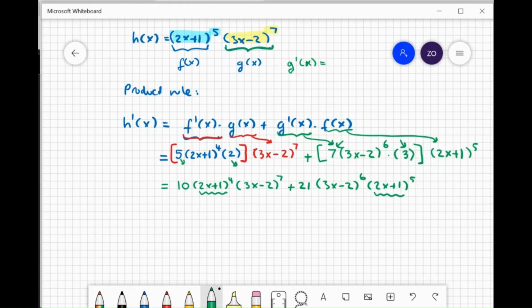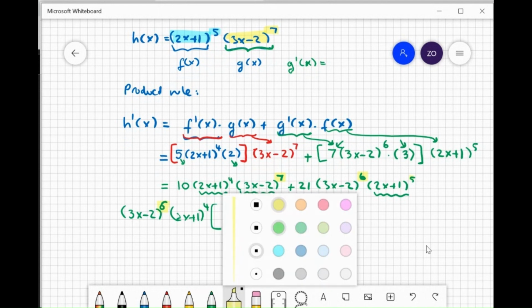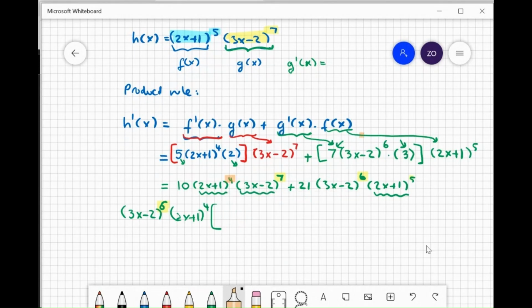Combine 2x plus 1, you can just factor that out. 2x plus 1 is a common factor, so this is to the fourth. And if you combine 3x minus 2, there are 7 factors of 3x minus 2 and 6 factors of 3x minus 2. So we can factor out that 6 factor. So this is the smallest number that is common. Here we have 4 factors of 2x plus 1, and here we have 5 factors of 2x plus 1. So the smaller number is 4, so that is common. We can take it out.